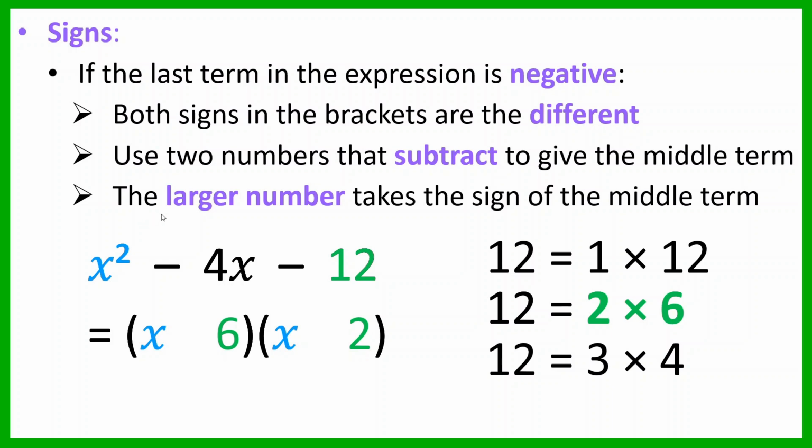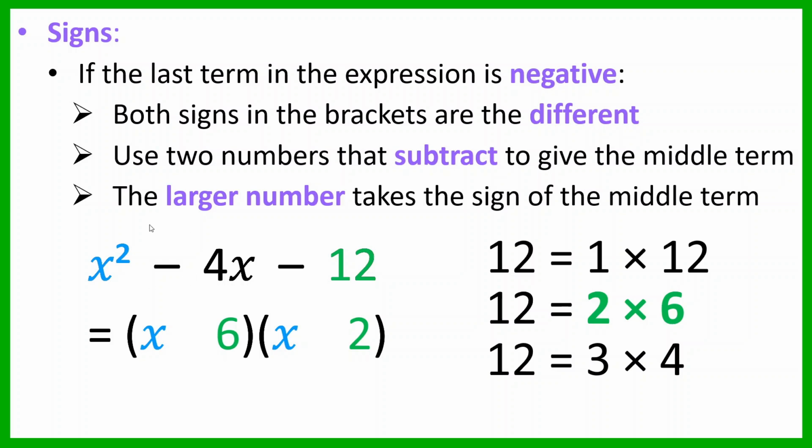Now, the larger number is going to take the sign of the middle term. Remember, when you have a minus over here, these signs are going to be different. One will be a plus and one will be a minus. So we need to know which one is a plus and which one is a minus. If we put them in the wrong brackets, then we factorized it incorrectly. So we have to make sure that we put the correct sign in the correct bracket.